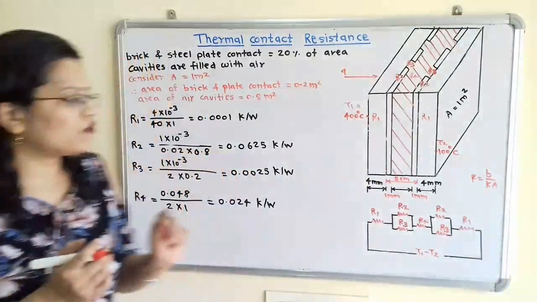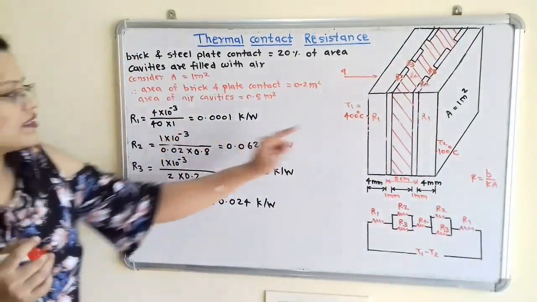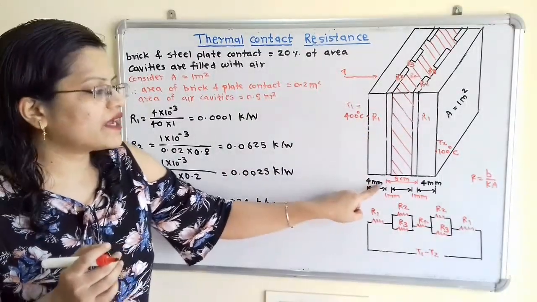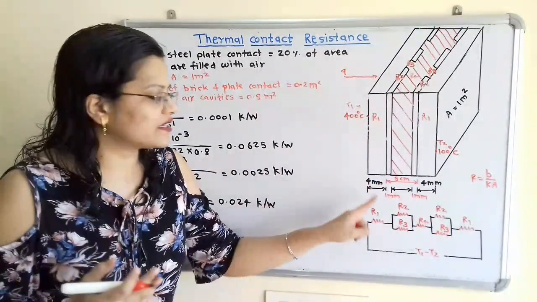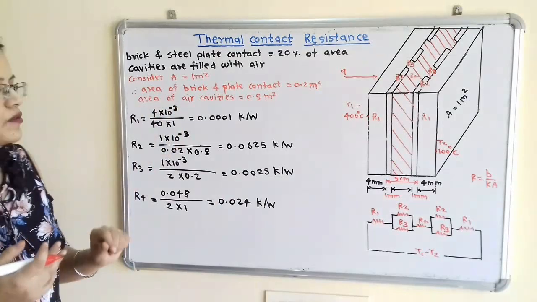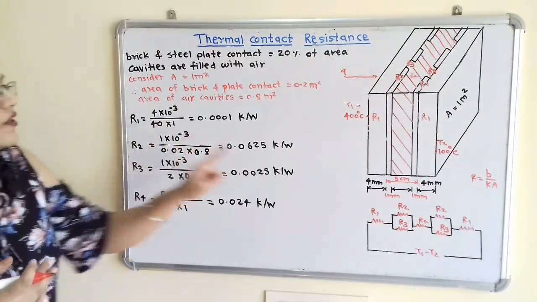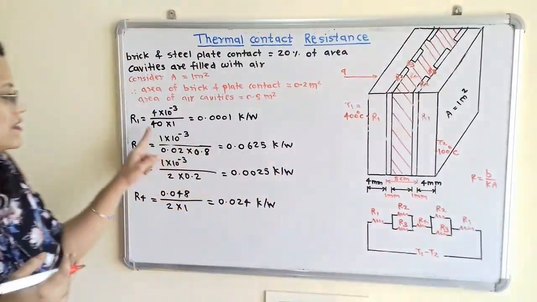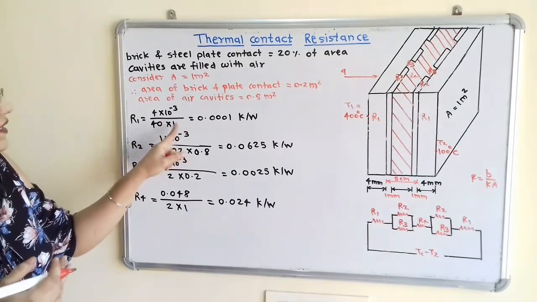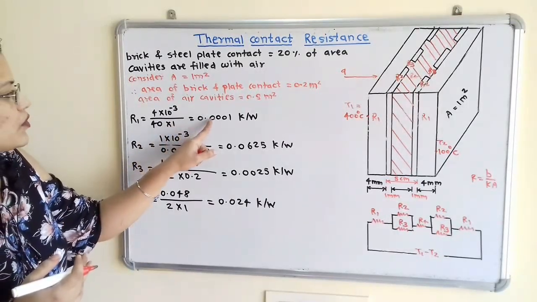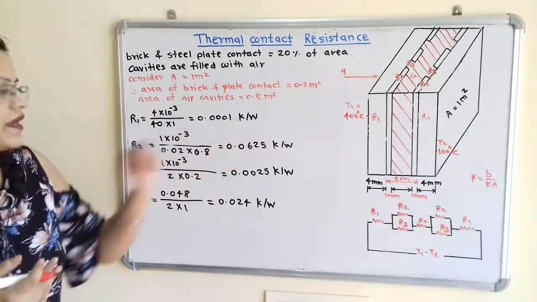Now we will find out what is R1. So what is the R1? Thickness, we have to consider in the standard unit, that is meter. So 4 into 10 raised to minus 3 divided by K. K for the steel plate is given as 40, multiplied by area 1. So the answer is 0.0001 Kelvin per watt.